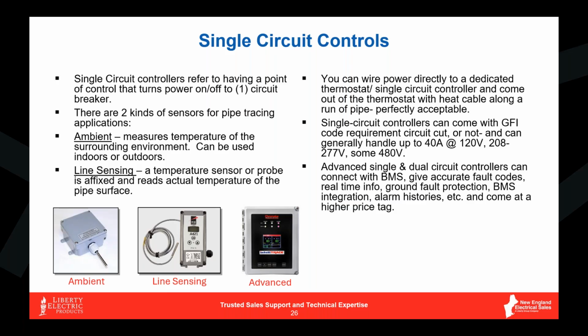Generally with a single circuit controller, say we take an example like a bulb and capillary thermostat, which is your middle picture, or that ambient sensing thermostat, which is the one all the way to the left. We can bring a 12-2 or a 10-2 right to that thermostat itself, and then come out of the thermostat with our heat cable right on the pipe, and that's done. That's a completed circuit right there. So they can be very convenient, especially for these shorter runs.